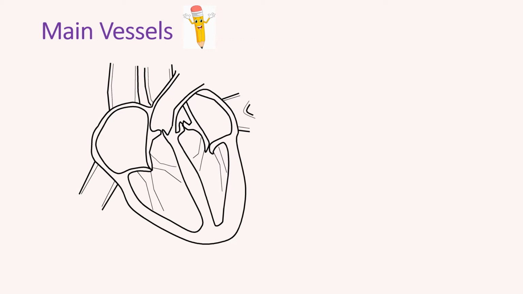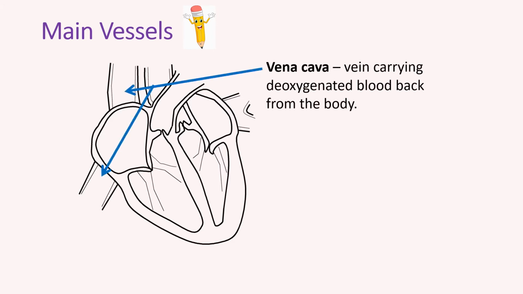So pause the video and try to identify the main vessels of the heart from what you have done before, and then I will go over the answers. So the answer is that the vena cava should be that one, and it is the vein that carries the deoxygenated blood back from the body. And now we need to try to identify the next blood vessel. You always know the vena cava is that because it goes into the right atrium.